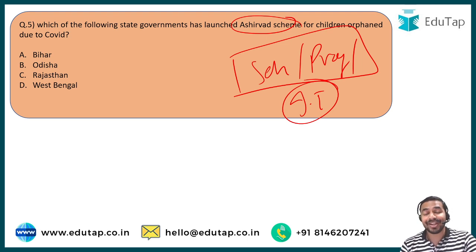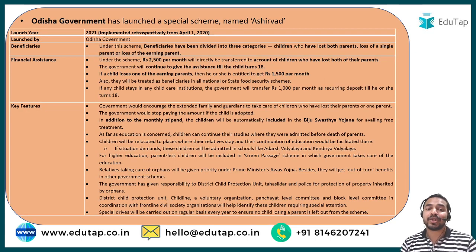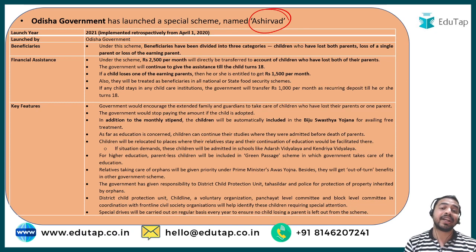And my dear friends, the right answer to this question is option B, that is Odisha. So this particular scheme has been recently launched by Odisha, whose name is Ashirwad. And my dear friends, under this scheme, the beneficiaries have been divided into three categories, as we have already discussed, that this has been launched for the children who become orphan due to COVID. So here these children have been divided into three categories, that is children who have lost both parents, or the loss of a single parent, or the loss of the earning parent.